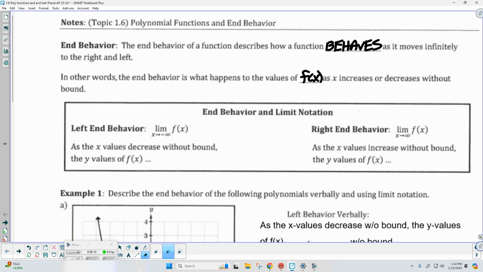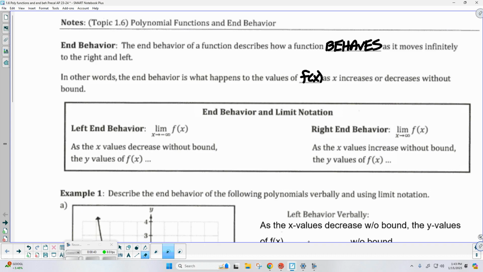We're going to talk about what we refer to as end behavior. Okay, 1.6, end behavior. It says the end behavior of a function describes how a function behaves as it moves infinitely to the right or the left. So when we're looking at a graph, some kind of grid, we want to be looking at the right side and the left side. Mathematically, the end behavior is what happens to the values of f of x as x increases or decreases without bound.